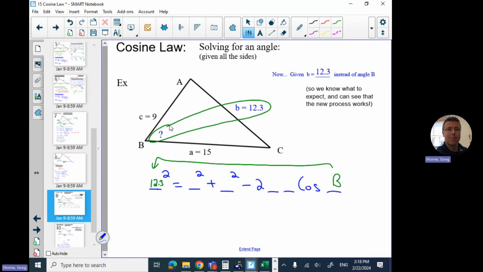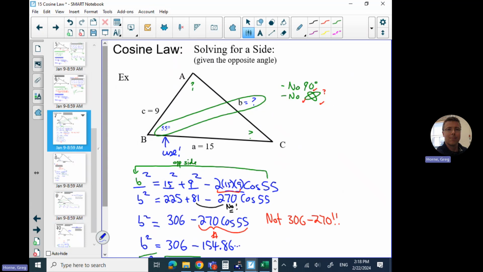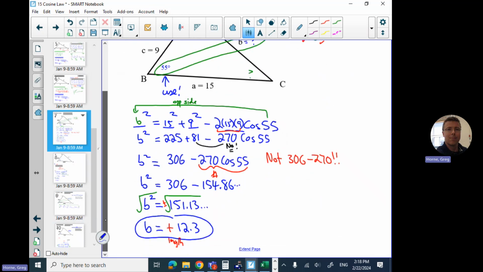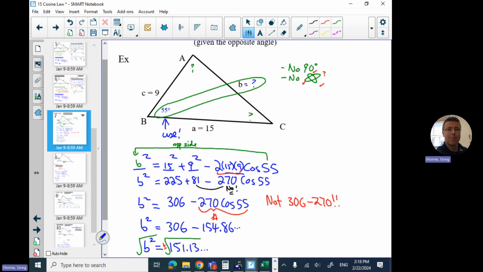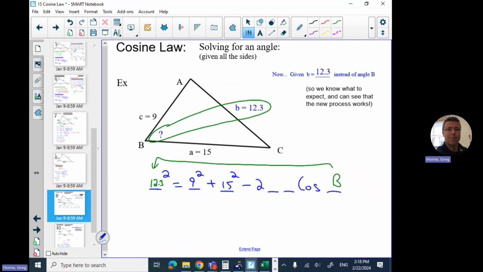Anyway, so the 12.3, and then the other sides are 9 and 15. So, okay, this is the same triangle, right? So we solve for 12.3, right? And so we have the luxury of being able to say, hey, if I figure out, based on the process we're doing, that the angle's 55, we can say, hey, that worked. It's the right number. So 9, 15, all going to go in.